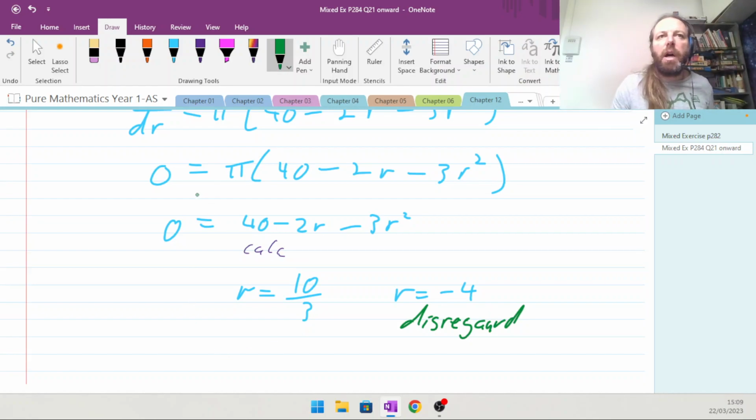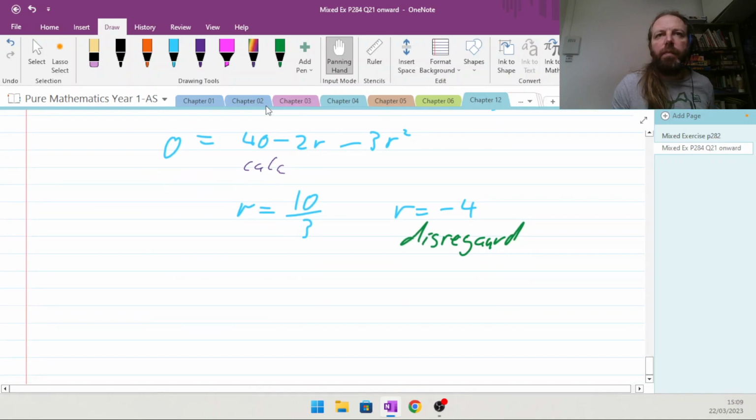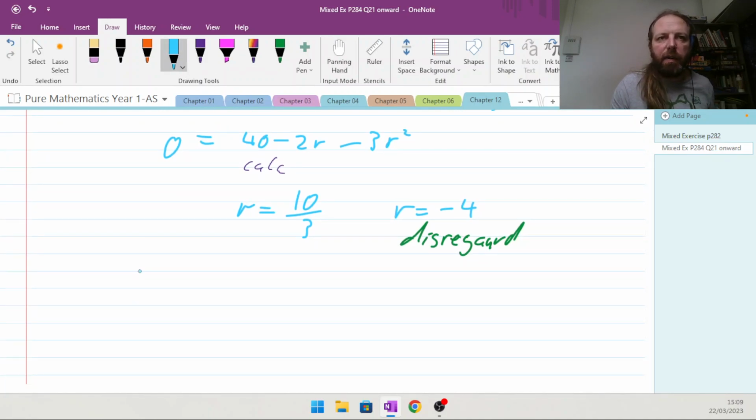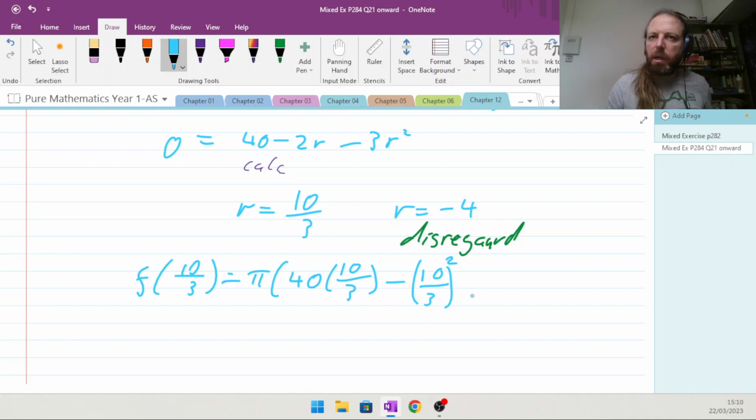Okay. Find the positive value and find the value of V which corresponds to this value. Okay, so now that we know r, we need to substitute it back into the original equation. So I'm going to write it in as f of 10/3 is equal to pi times 40 times 10/3 minus 10/3 squared minus 10/3 cubed.